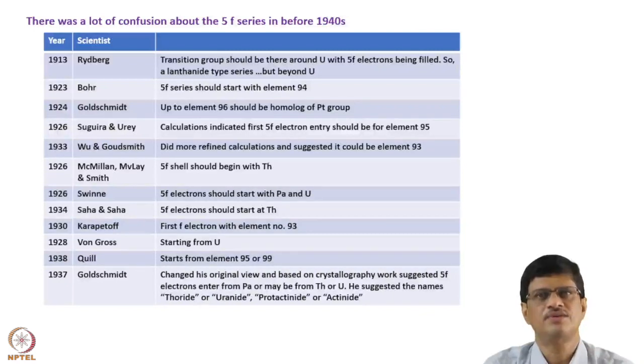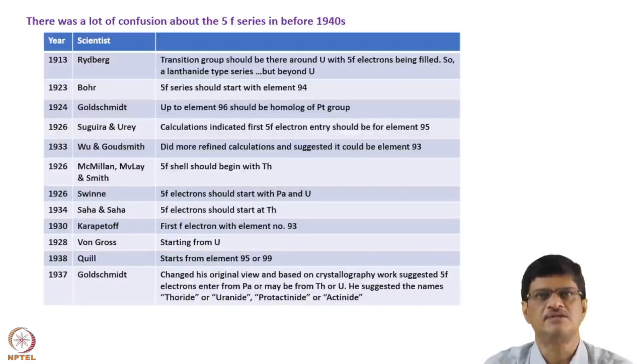So, as you can see here, many people suggested that it should be at 93 or 94 and some even 95. Subsequently, in 1928, Van Grosse suggested that it will start from element 92, that is uranium. And in 1938, Quill suggested that it starts from 95 or 99. So he moved it to the heavier actinides.